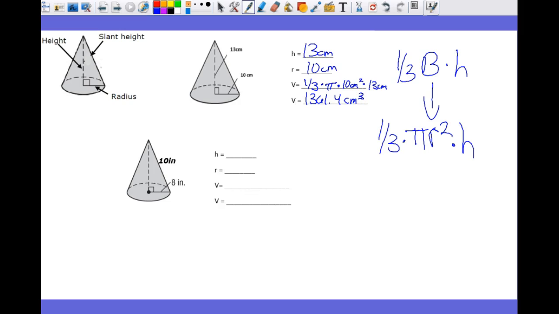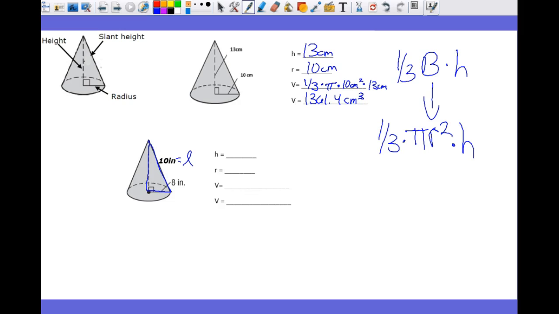Okay. What is the height of this cone? Anyone can say it. Wrong. That's slant height. This 10 inches is equal to slant height. Guess what we're going to be using to find this height right here? We're going to be using Pythagorean's theorem.